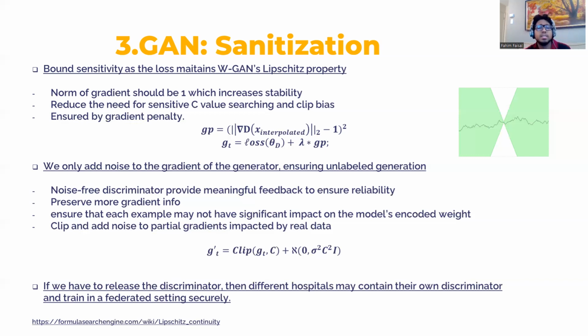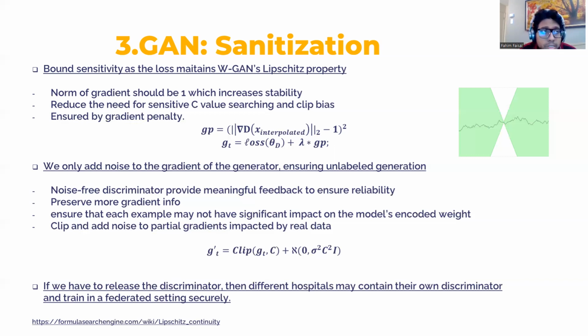But as the generator is in the central server and can exploit the data, we are trying to ensure a private generator, so that each example does not have a significant impact on the model's encoded weight. To do that, we are clipping the gradient of the generator, but not the whole gradient. We're clipping a partial part of the gradient that is directly impacted by the real data. So in this case, we have to keep the generator in the central server, and we can release the generator, not the discriminator.